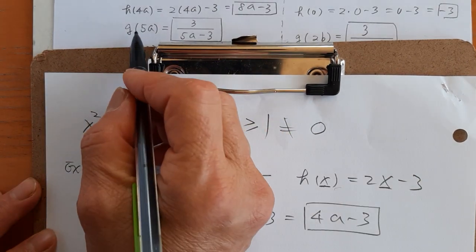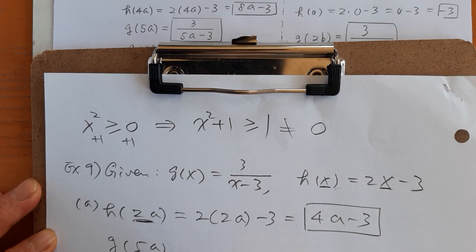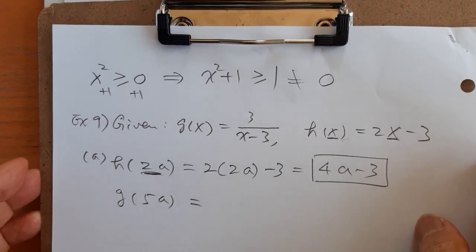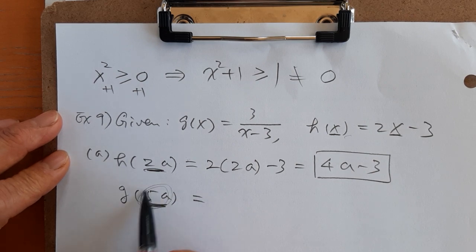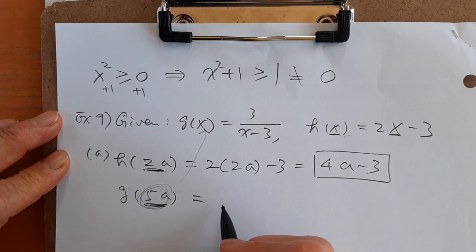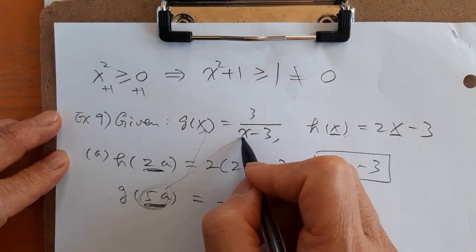And B, find g of 5a. g of 5a, you plug this 5a into this x. So you get 3 over 5a minus 3. This is put in.